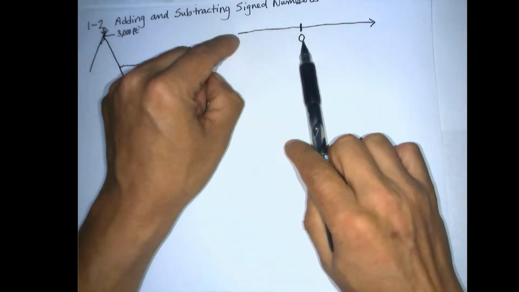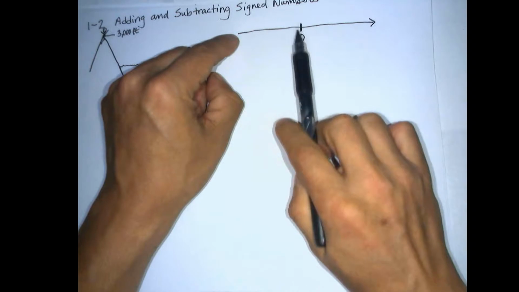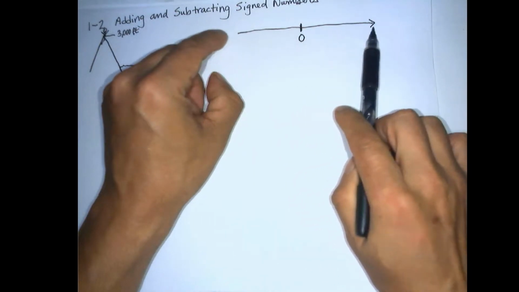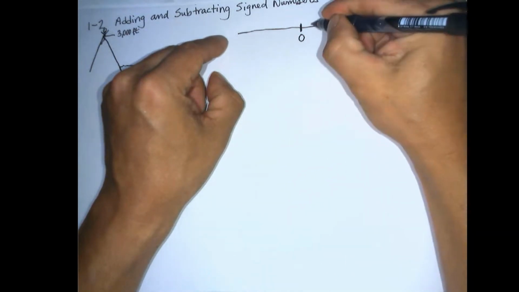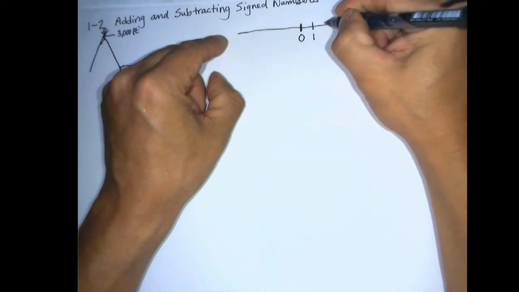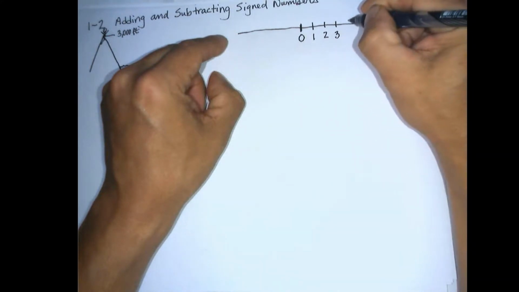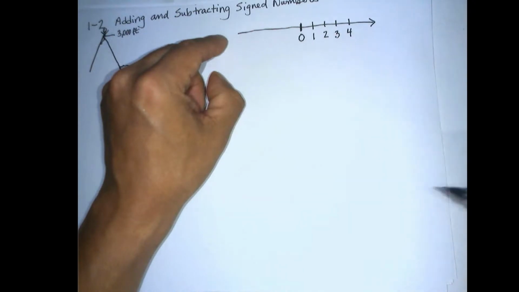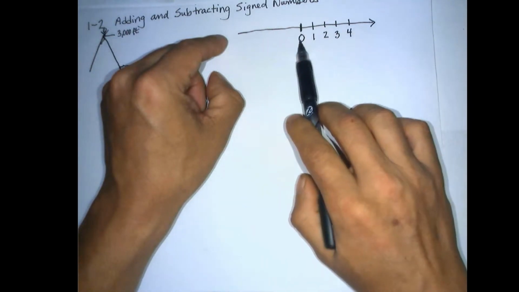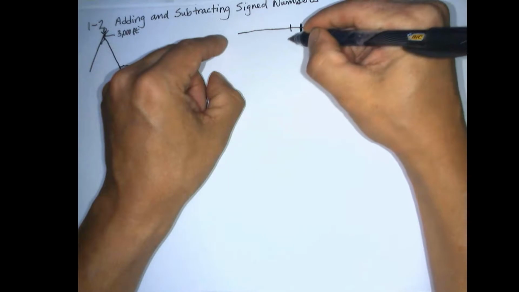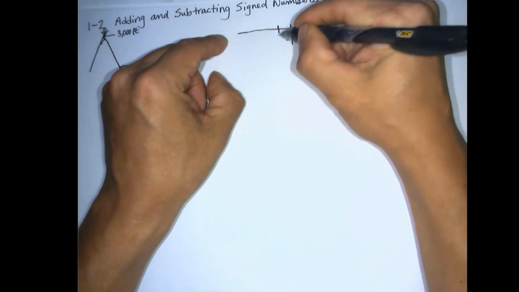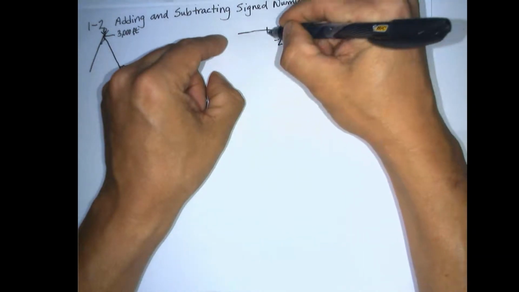Numbers to the right of 0, notice that this is increasing because the arrow's on that side, are positive. So this is going to be positive 1, positive 2, positive 3, positive 4. And numbers to the left of 0 are going to be negative. They're the ones in the hole, underwater, below 0, frozen, and so on.